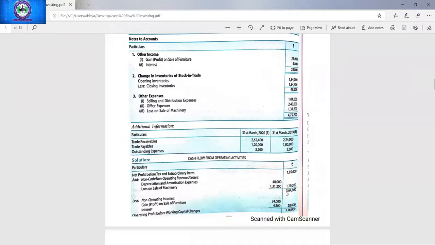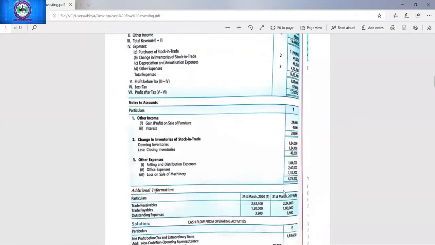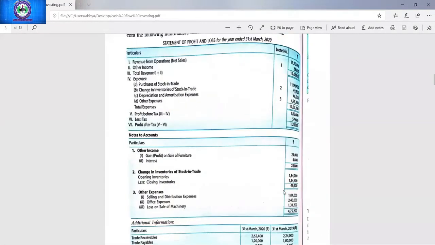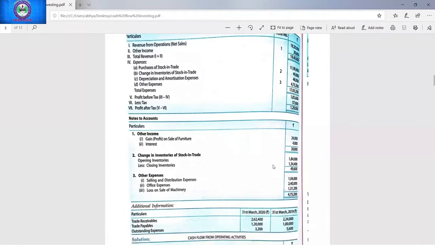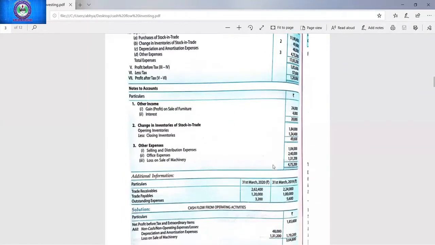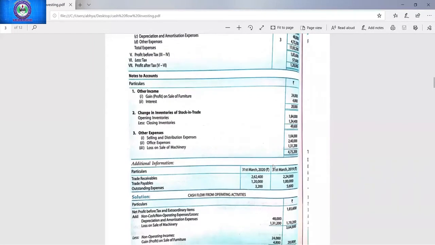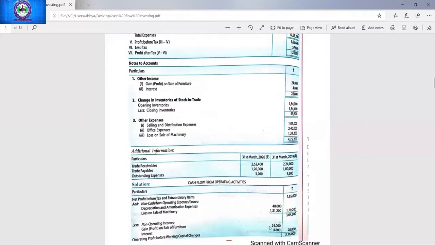These 2 items will be added, 48,000 and 1,31,200. So the answer is 3,64,800. Now find out other income. Other income means dividend received, interest received. These other incomes are 28,800, and note number 1 is given. You can see in note number 1, other income: gain on sale of furniture 24,000 and interest 4,800. Both are investing income, so they will be deducted from operating. Out of the 4 items I told you to deduct, 2 are given. So these two will be deducted, 24,000 and 4,800.